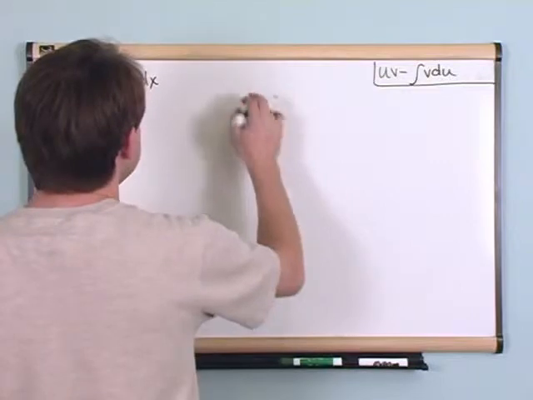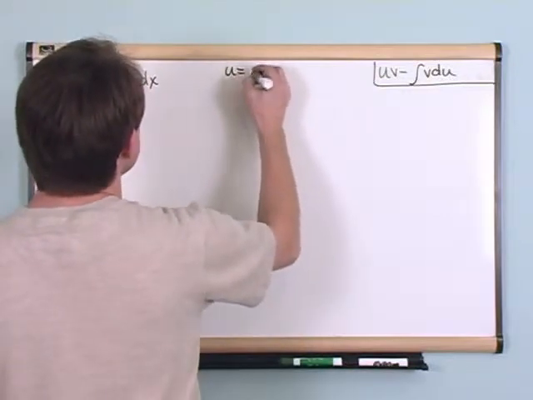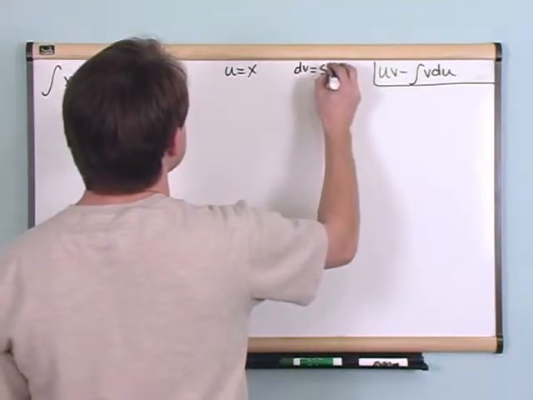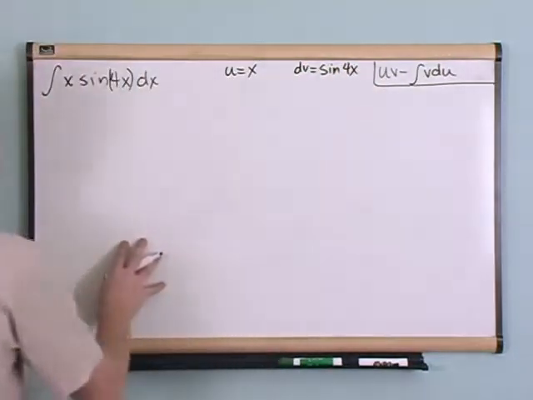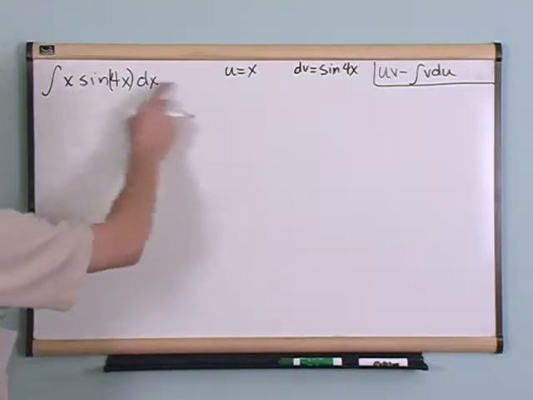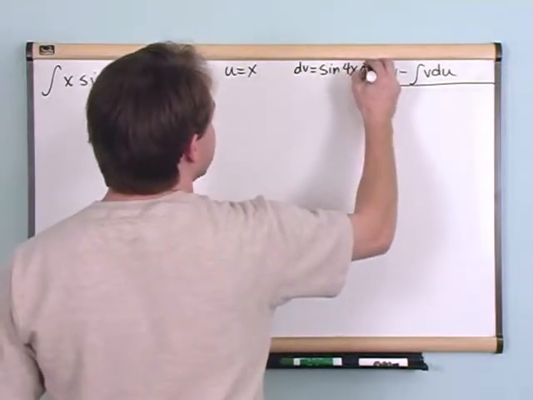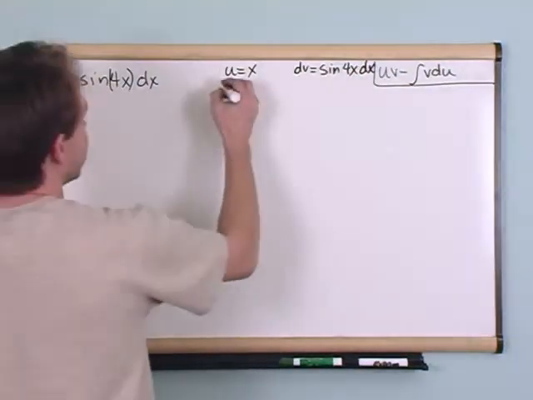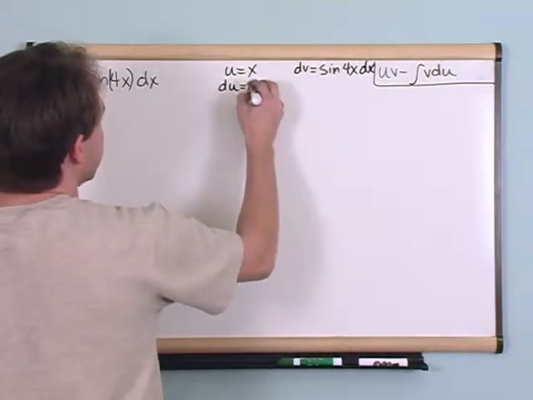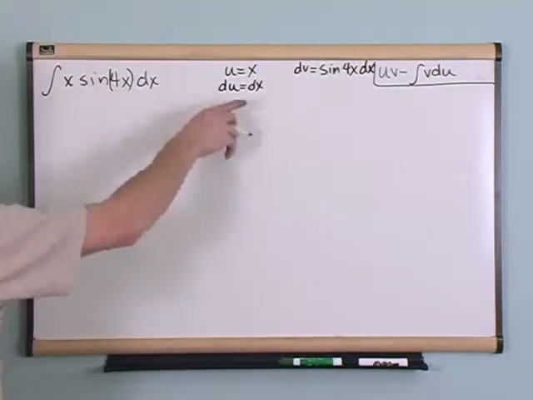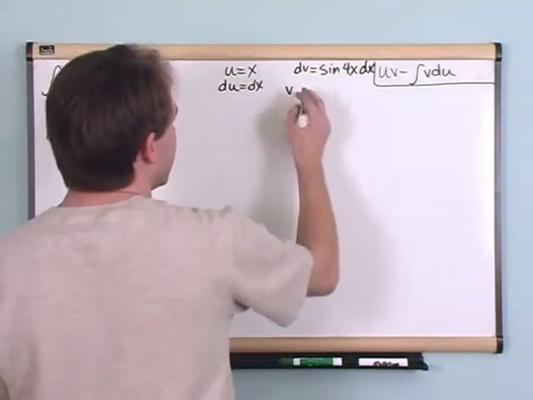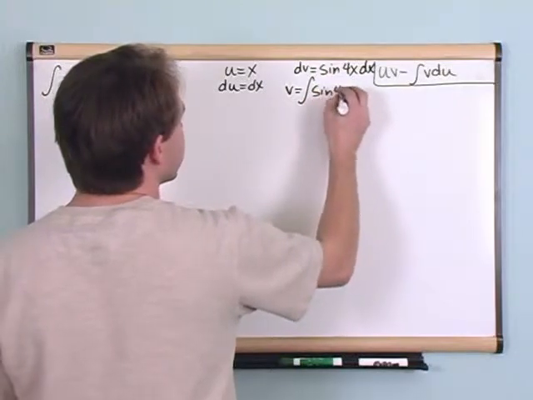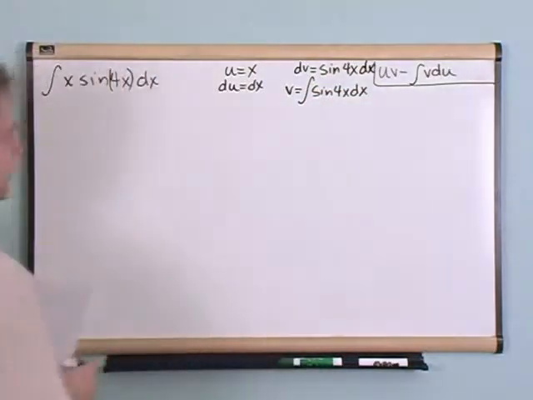So, if I say u is equal to x, and then dv is equal to sine of 4x dx. I forgot to write my dx over here. dv is everything else. So then, first thing I do is I take the derivative. du is equal to dx, the derivative of both sides. And then v, we will get by integrating this, the integral of sine of 4x dx.